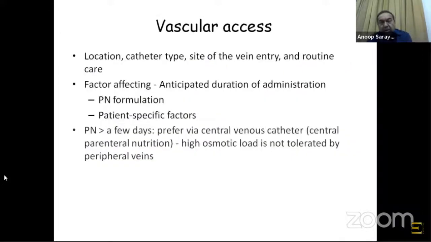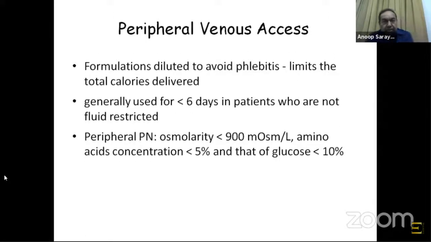Now coming to the question of vascular access: the location, the catheter type and the site of vein entry, we have to take into account. The factor which affects it is the anticipated duration of administration. If it is for a shorter duration, we prefer a peripheral line. If it is for a longer duration, we prefer a central venous catheter. And that also depends on the composition of the fluid, the nutrition we are giving. If it is high osmolality, we prefer a central line. If low osmolality, we can use even a peripheral line.